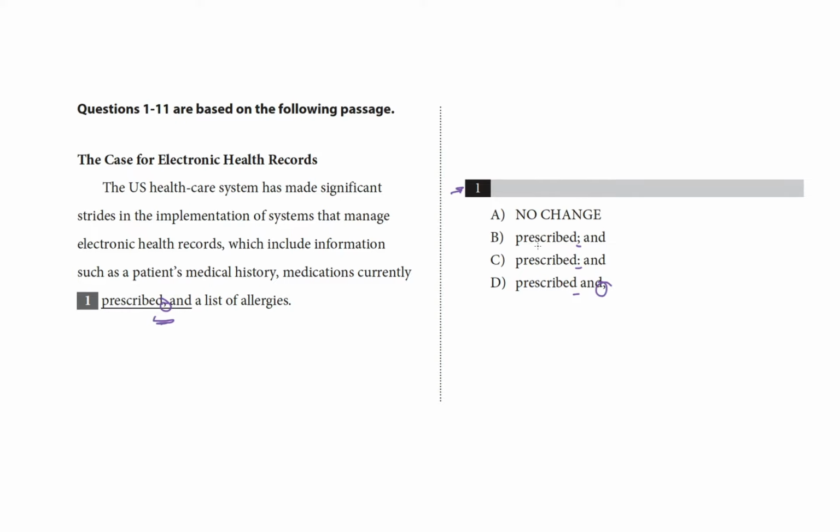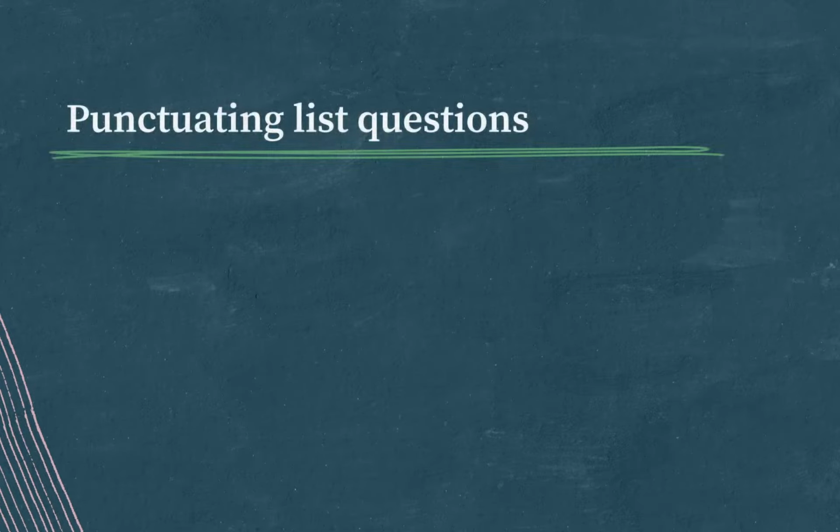So let's step back and look at the context. This punctuation comes in the middle of a list of items included in an electronic health record, right? So we've got medical history, medications currently prescribed, and a list of allergies. Those are the 3 items. So we're being asked to best punctuate this list.